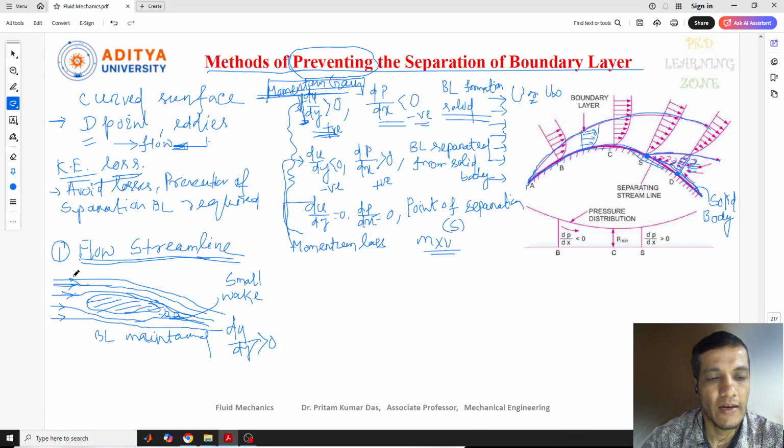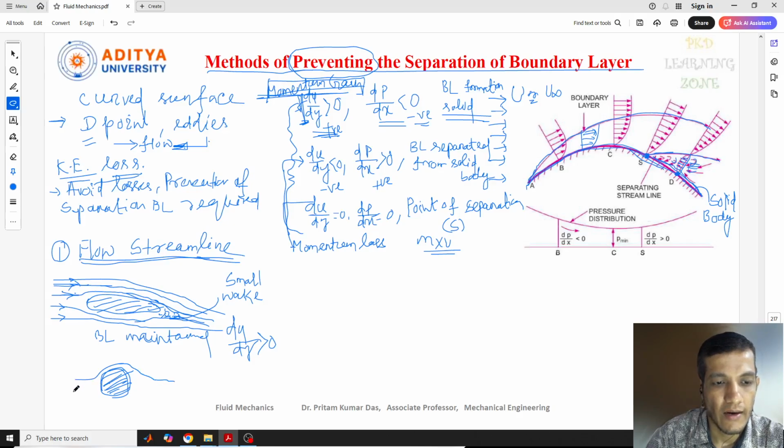Now one more example I will show you here. It's very, very simple actually. It's given in many textbooks also, the same method. So suppose I take a circular object here, a small circular body. Now if you see, when the fluid flows over this one, the flow will be like this. And I'll take another one, it will flow like this.